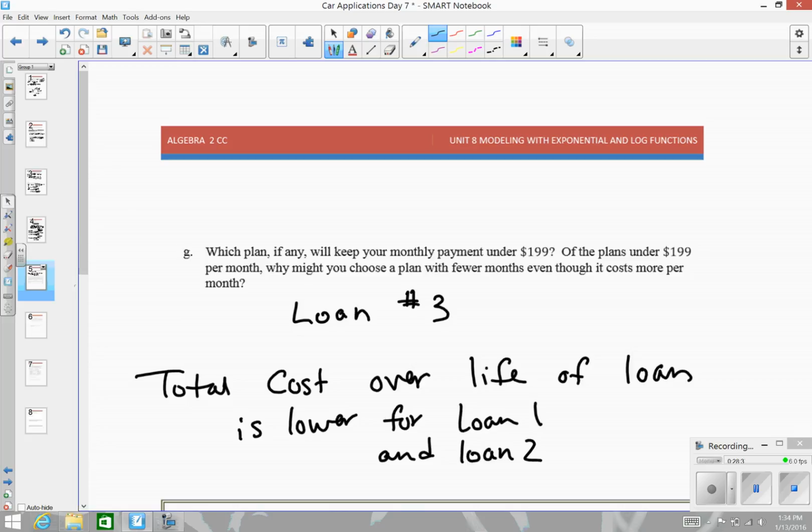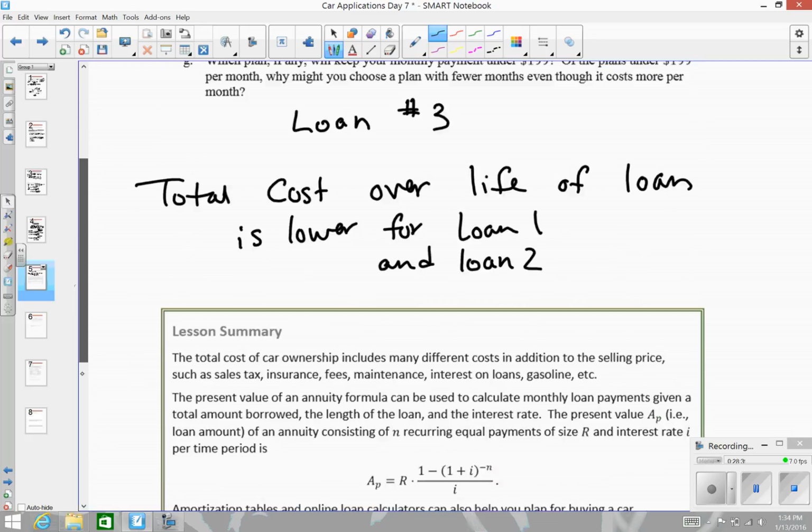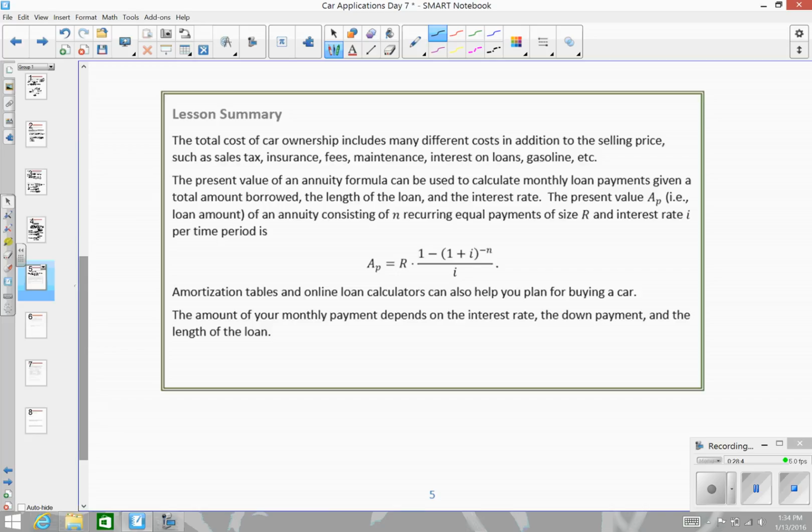All right, that wraps it up for us today. I'm hoping that you will be able to use the formulas on the front of the page, and this one here, which we got today, to do the homework problems.